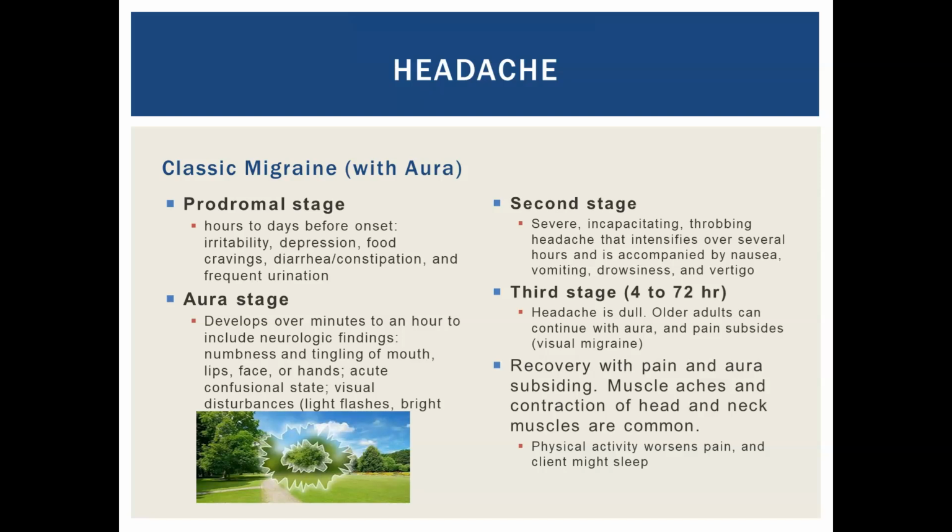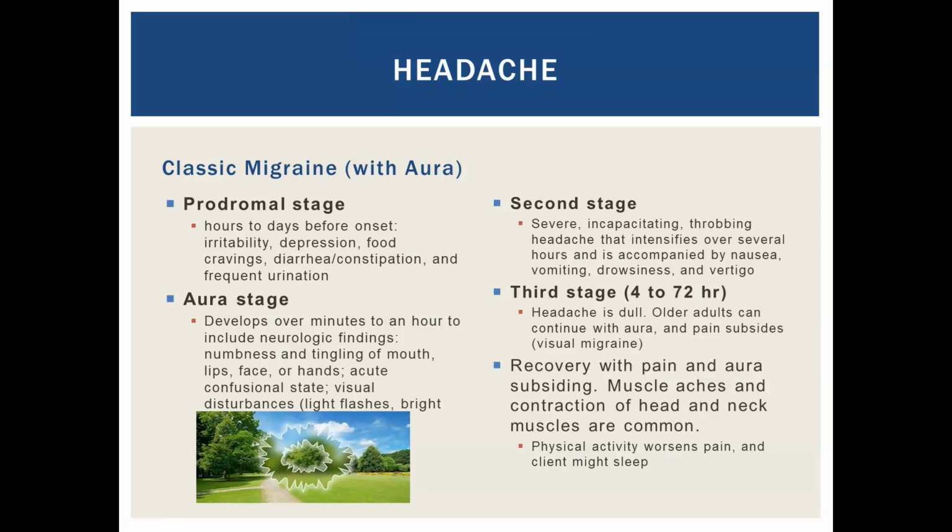So following the prodromal stage, they'll have the aura stage, can develop over minutes to hours. They can experience, they don't have to though, they can experience paresthesia, tingling of the lips, face, hands. They can have acute confusional states. Think sometimes that like their thinking is clouded, so they may say things to you that they have already said to you and they don't even remember saying those things to you. They can have visual disturbances, bright flashing lights. Here in the picture we kind of see what an aura is illustrated as.